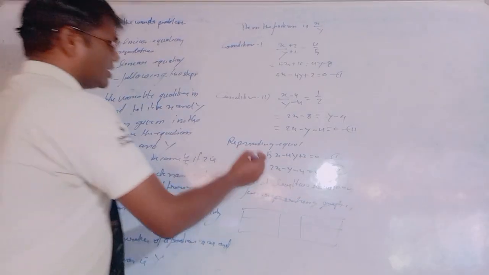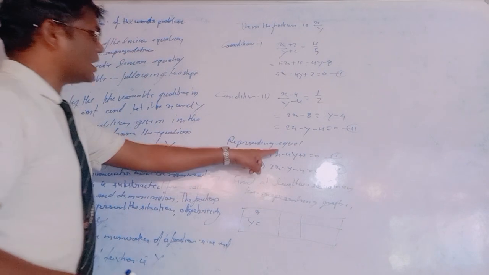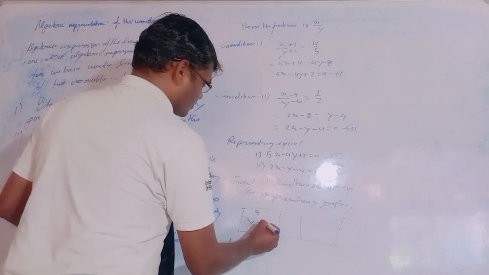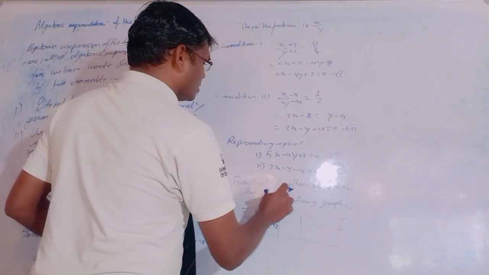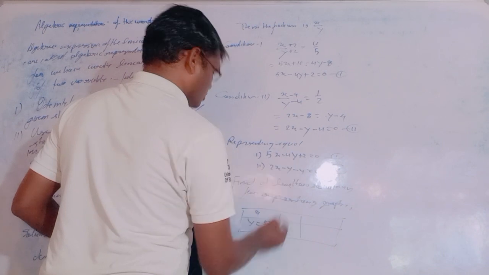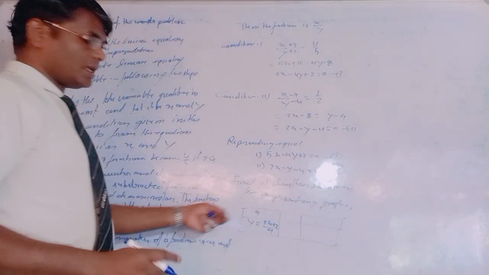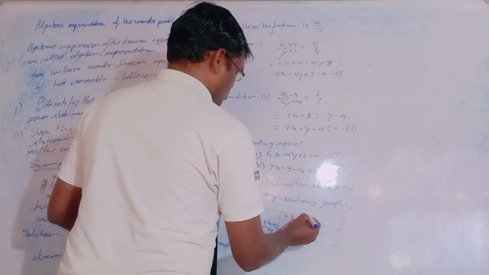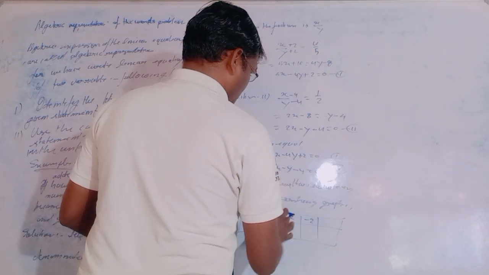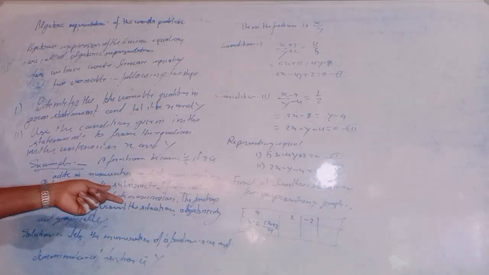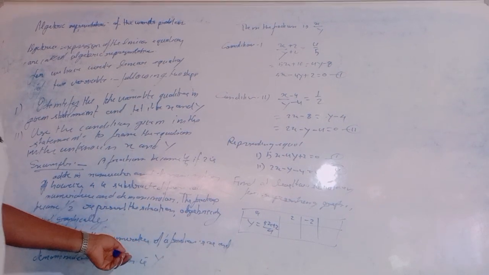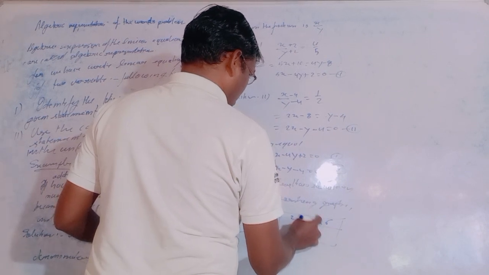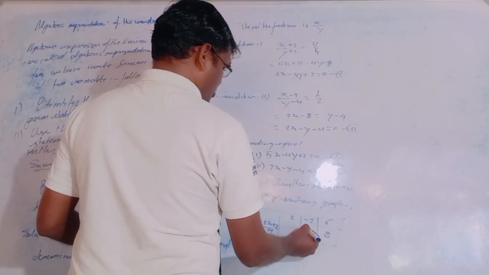So here is x and here is y. Always we will write y is equal to (5x plus 2) by 4. Suppose we take x equal to 2, then the value of y will be 3. And if we take x equal to minus 2, the value of y will be minus 2.